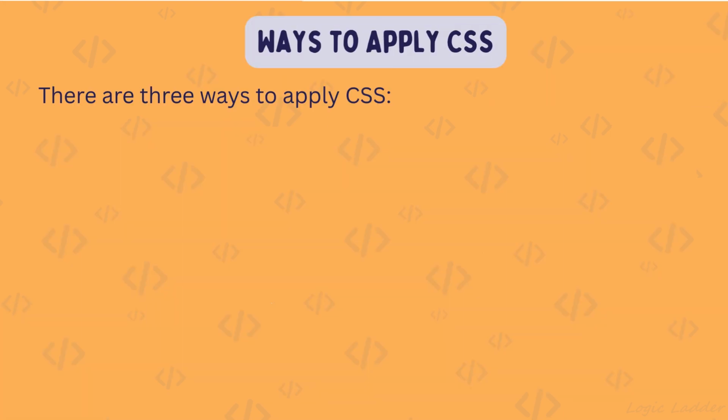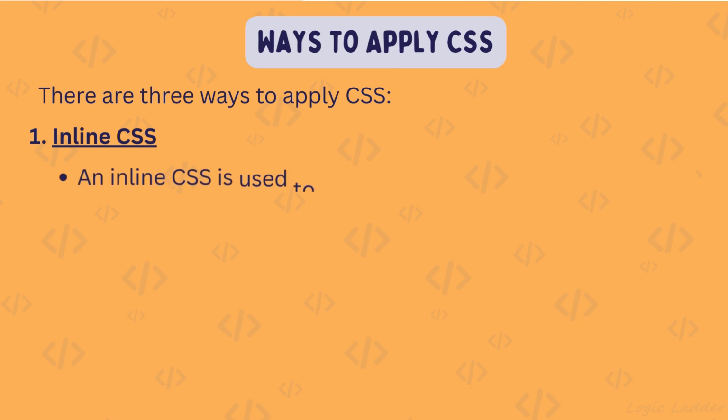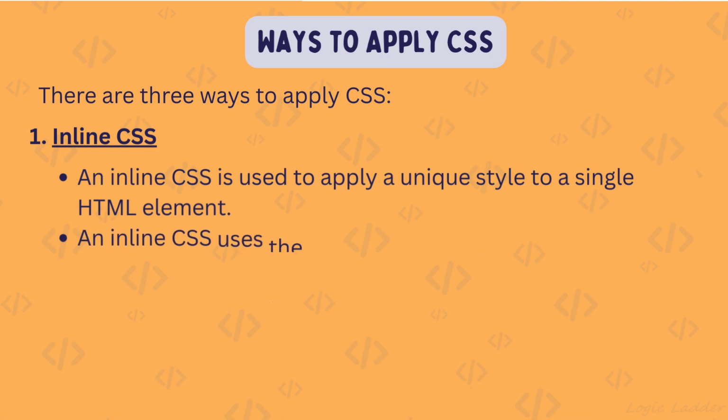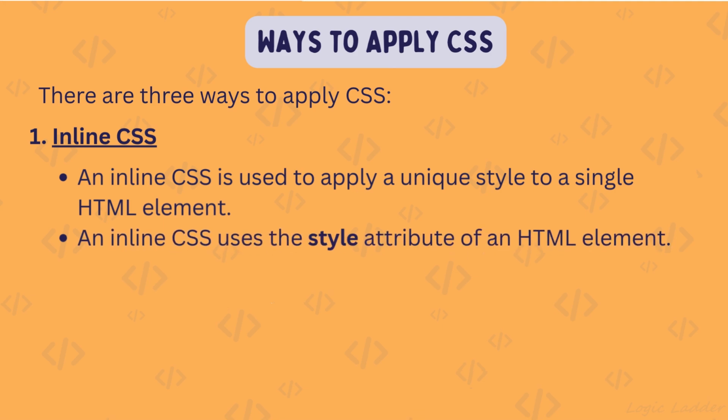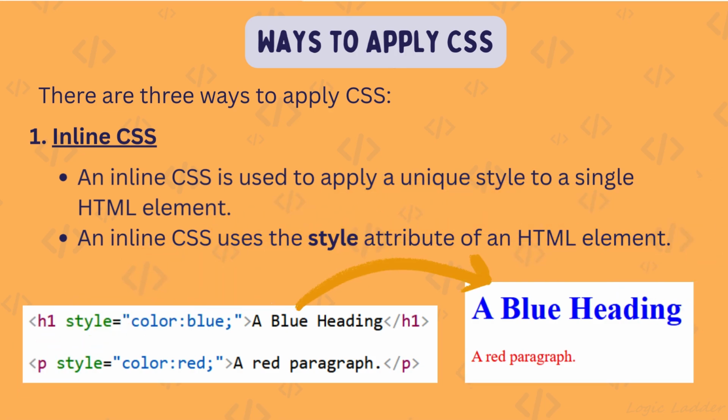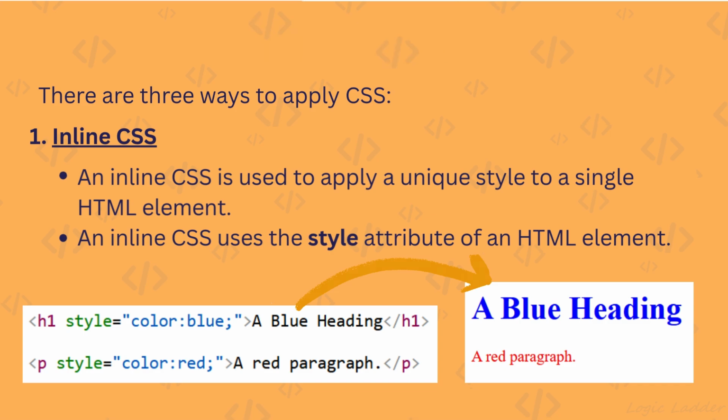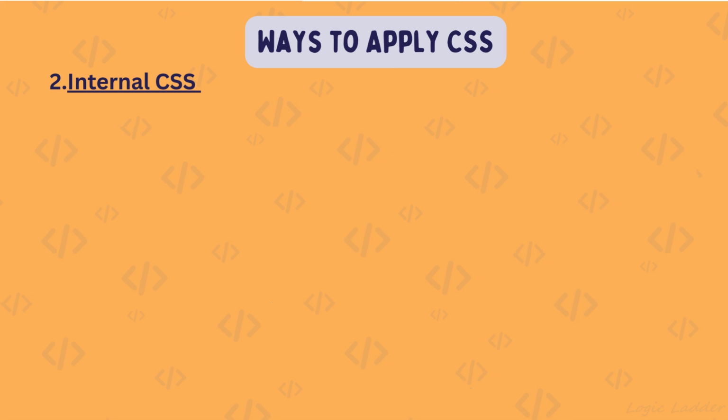There are 3 ways to apply CSS. Number 1 is inline CSS. Inline CSS is used to apply style directly to an element. It uses the style attribute of an HTML element. The following example sets the text color of the H1 element to blue, and the text color of the P element to red.